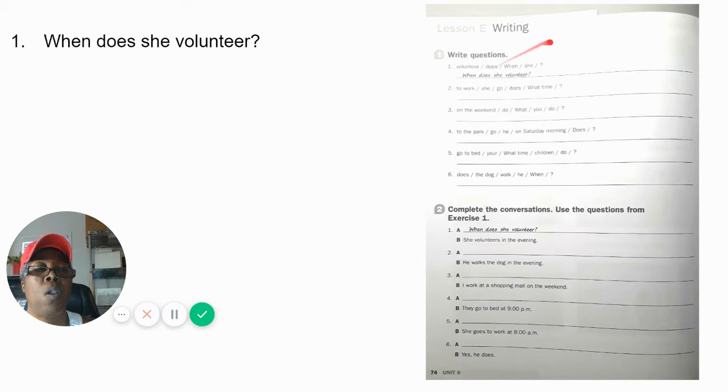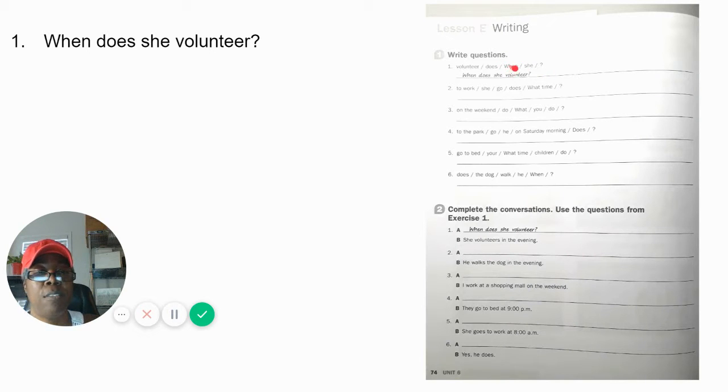The words are all mixed up, right? The words are all mixed up, and it's important that we unscramble them. So we're going to unscramble these words and put them in the correct order. And number one was already done. So here are our words in the order they are right now. We have volunteer, does, when, she, and question mark.